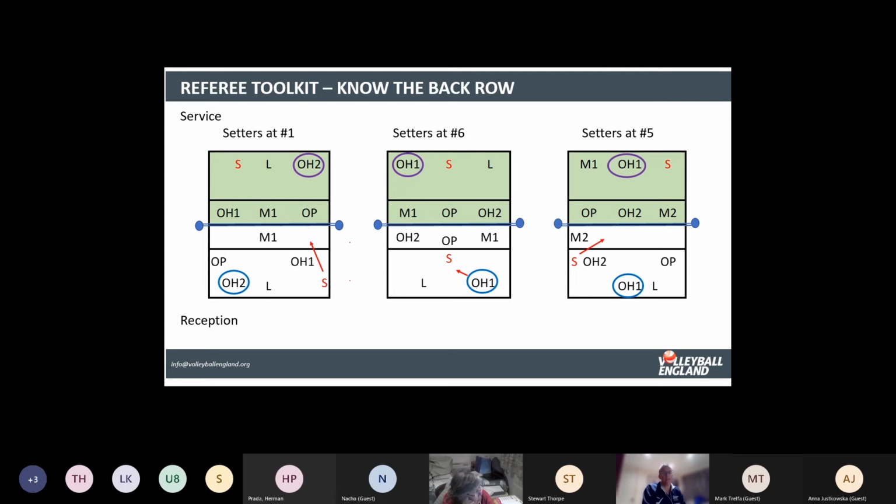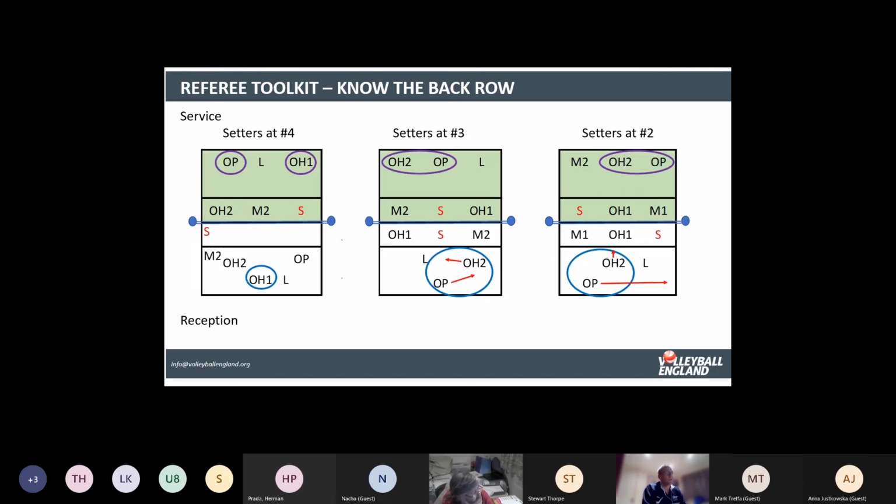And as you follow the setter across the court, you can see that when the setter is at 6, again, there is one back row player. When the setter is at 5, when you're serving, you have the middle, who's just come back to serve. And in general, you will still focus on the outside hitter that's been there all the time. On the reception side, you've still got the libero in that position, because you've gone through the service where the middle has gone back to serve and has left the court for the libero.